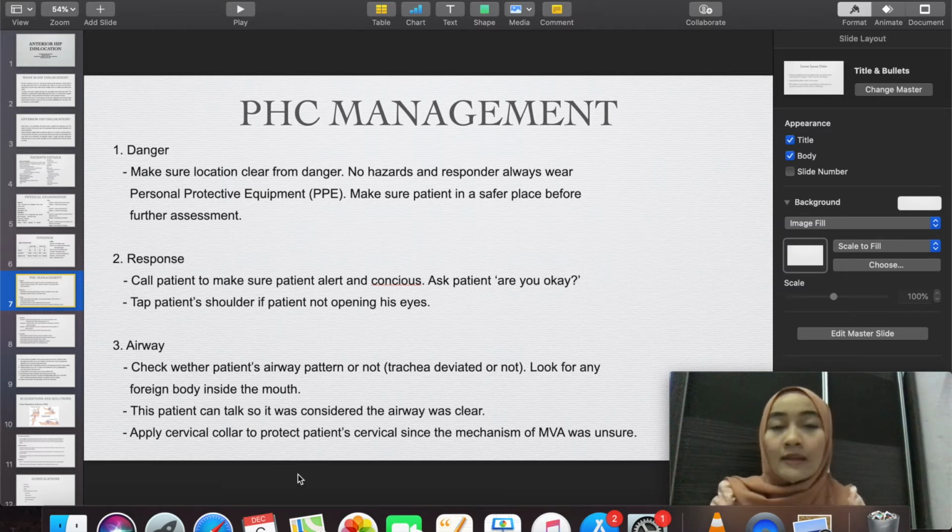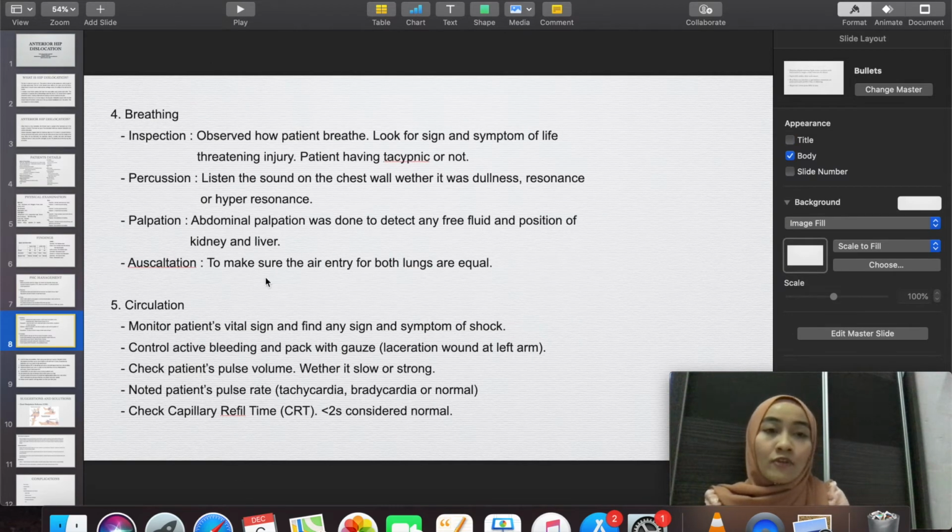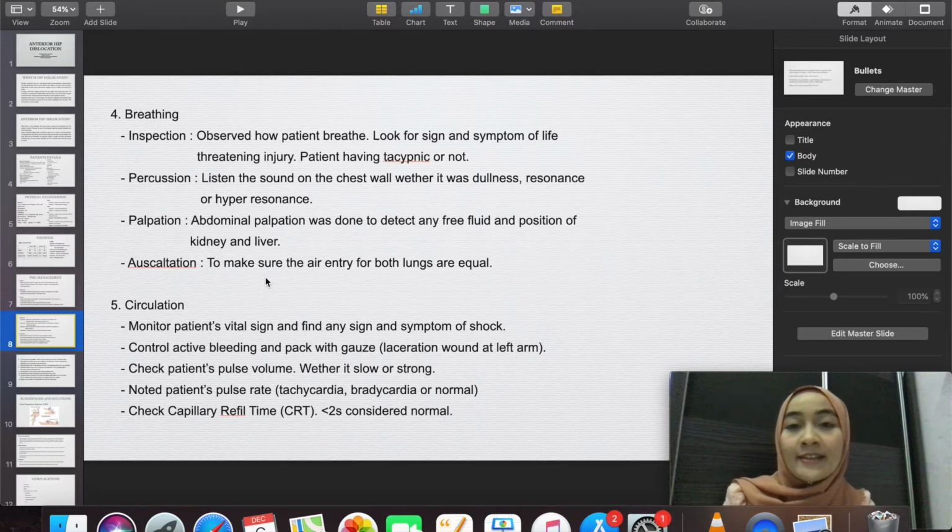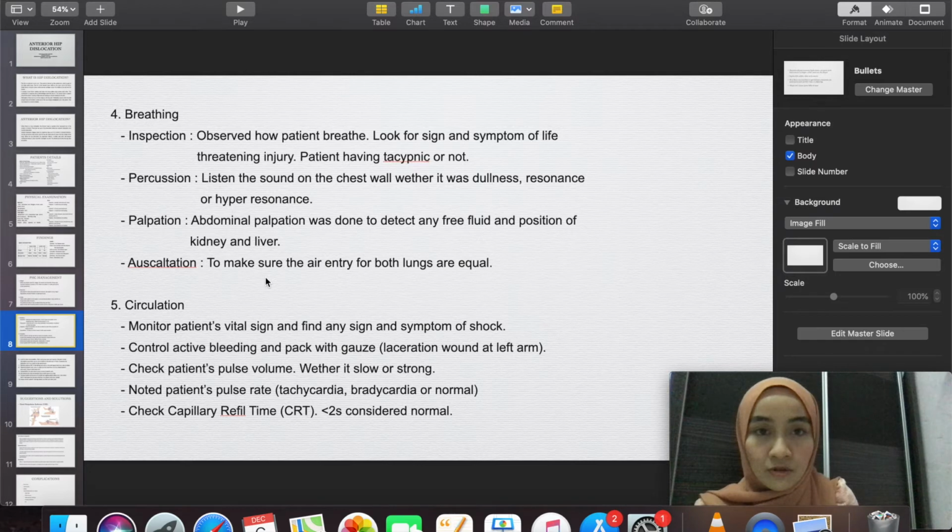Okay, we can also auscultate to make sure the air entry for both lungs is equal. And then fourth is breathing. Inspection: observe how the patient breathes. Look for any sign and symptom of life-threatening injury like open pneumothorax. Look whether the patient is having tachypnea or not.